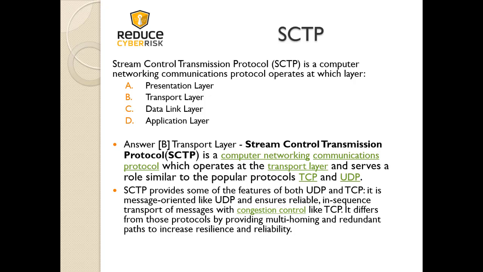The Stream Control Transmission Protocol, SCTP, operates at the transport layer and serves a role similar to the popular TCP and UDP protocols. It provides some features of both: it's message-oriented like UDP and ensures reliable, in-sequence transport, and it provides congestion control like TCP. UDP is basically just a broadcast. SCTP differs from these protocols by providing multi-homing and redundant paths to increase resiliency and reliability, but it's not as common as TCP and UDP. So the answer is B, the transport layer.